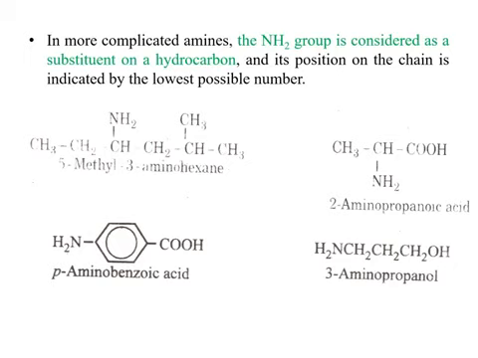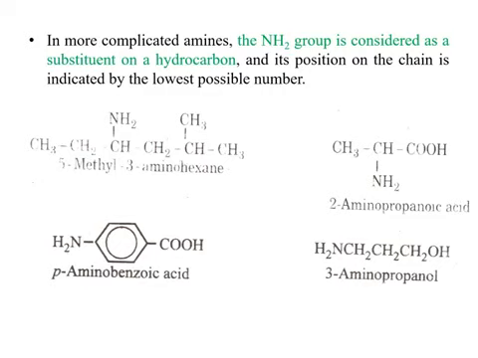In this case, the benzene ring is connected to two functional groups, and we have discussed that carboxylic acid is a more reactive class as compared to amino. That's why the amino group will become a substituent. So we can write this position as para, and this position can also be written as 4. So 4-amino benzoic acid, or we can write it para-amino benzoic acid.